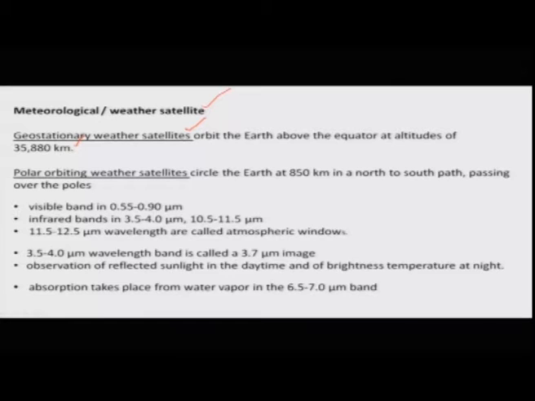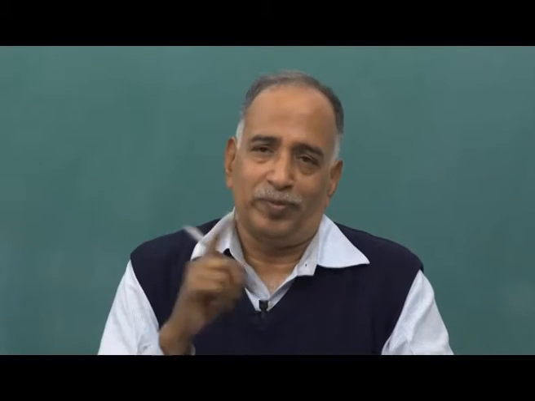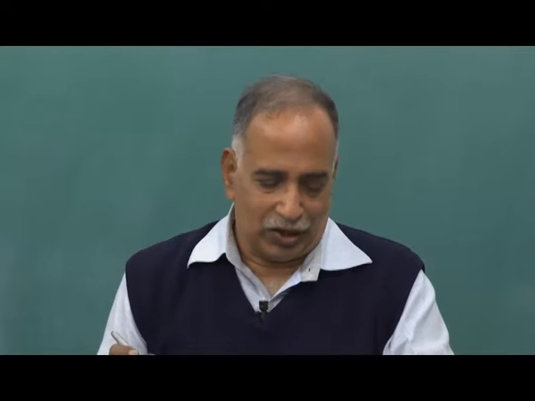Now, there are polar orbiting satellites. What do you understand by polar orbiting satellites? It circles north to south, that is how it moves, whereas the other satellites move along with the sun, which means moving from east to west.